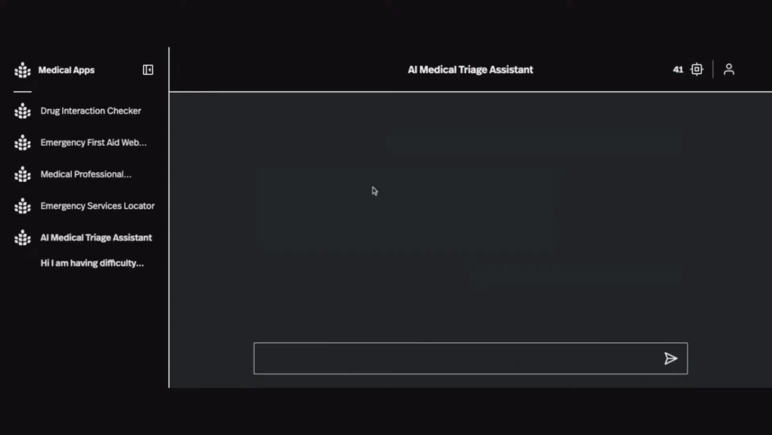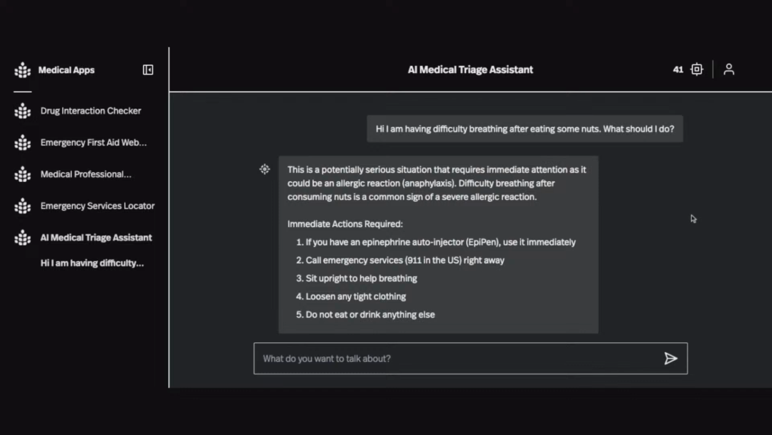So this is the chat that I generated. Hi, I'm having difficulty breathing after eating some nuts. What should I do? For those of you who are in the medical field, you know what that looks like. This is a potentially serious situation that requires immediate attention, as it could be an allergic reaction, anaphylaxis. Difficulty breathing after consuming nuts is a common sign of a severe allergic reaction.